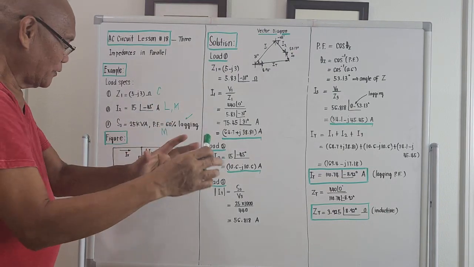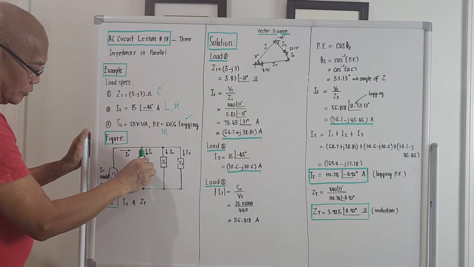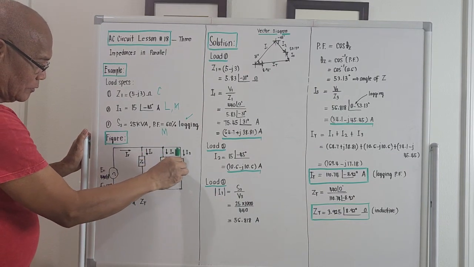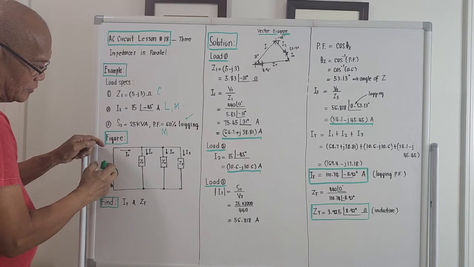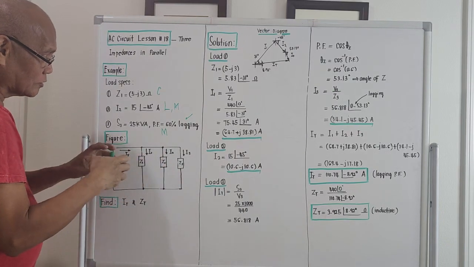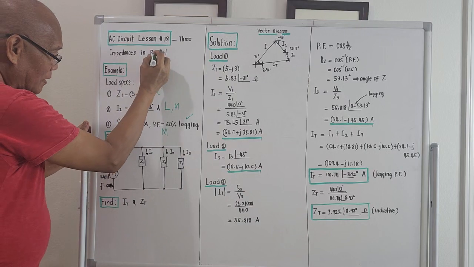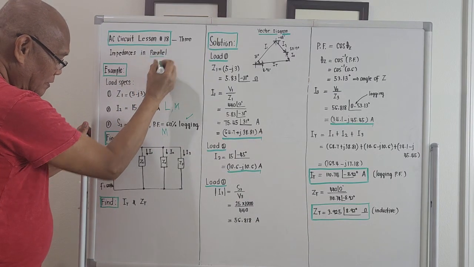This will be the given figure. Load number 1, load number 2, load number 3. This is the utility line, and they are all connected in parallel. That's why the impedances are in parallel.